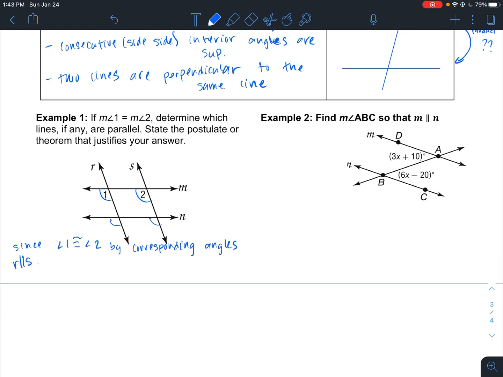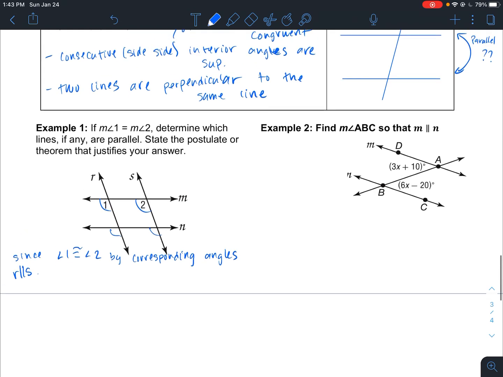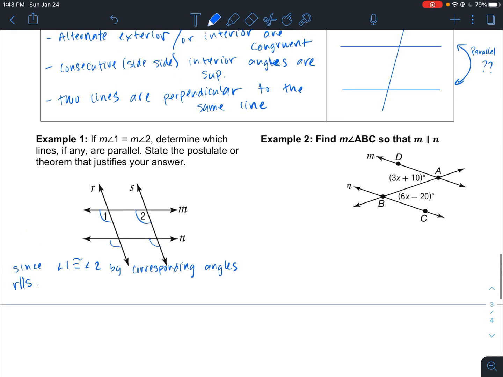Let's go to example 2. So it wants us to find the measure of angle ABC. If you ever see something like this, measure of angle ABC, this right here is the middle angle, so the middle point. So here's A, here's B, and here's C. So measure of angle ABC means this angle right here. So going from A, B, C, it wants to know the measure of this angle right here. So find the measure of that angle so that M and N are parallel.